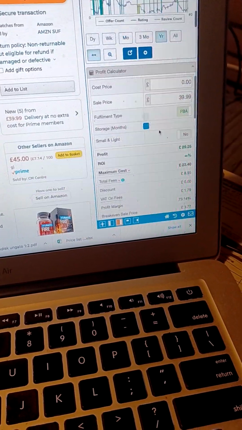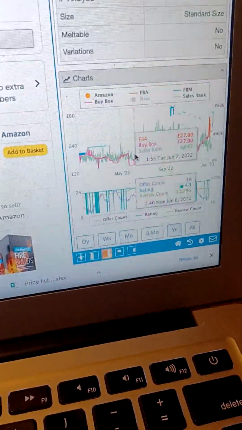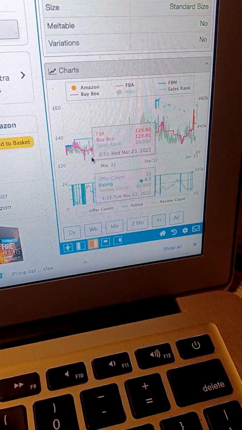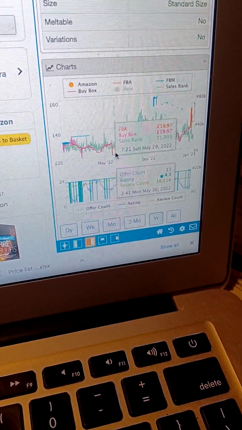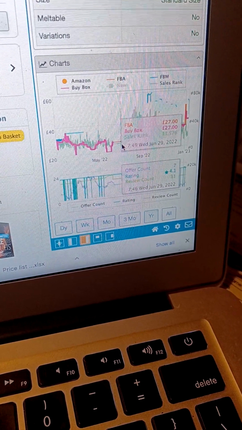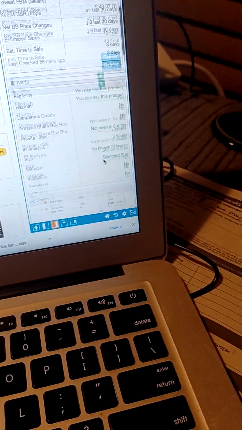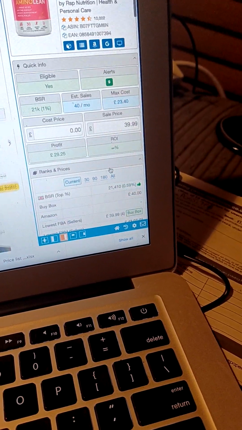As you saw by the graph, where was that Keepa graph? The buy box was down at, well, you can just see there the buy box is at 20 quid, and it's now at 40. That's what can happen. You completely bottom out your product.